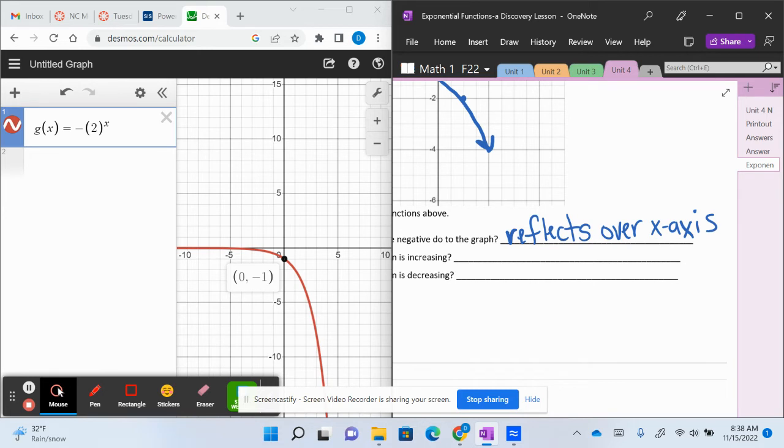Which one of these functions is increasing? Meaning as x gets bigger, y gets bigger. The first one, f of x equals 2 to the power of x. Which one is decreasing, as x gets bigger, y gets smaller? The second one, g of x equals negative times 2 to the power of x.